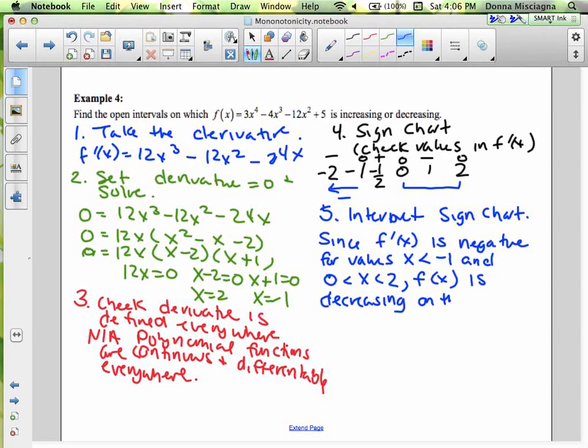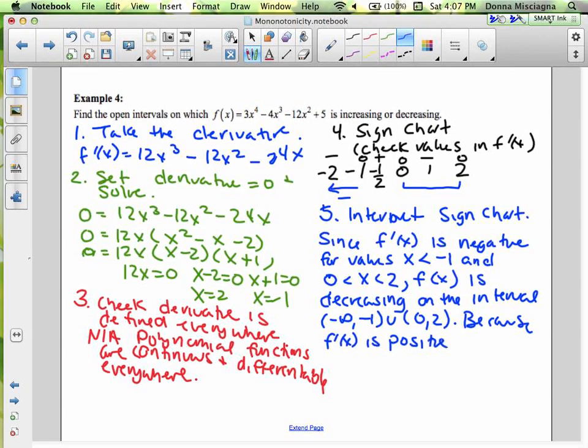On the interval negative infinity to negative 1 and 0 to 2. Right? And then because f prime of x is positive, and it's only positive, oh, we forgot to evaluate one place. Bad me. I didn't put the value on that side.